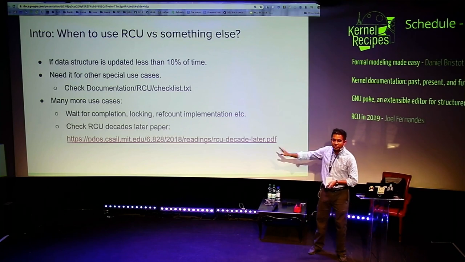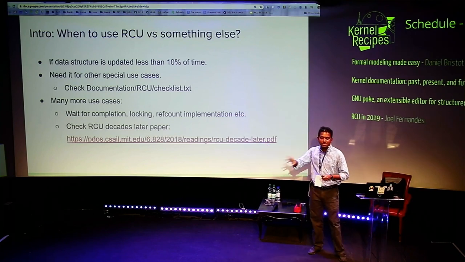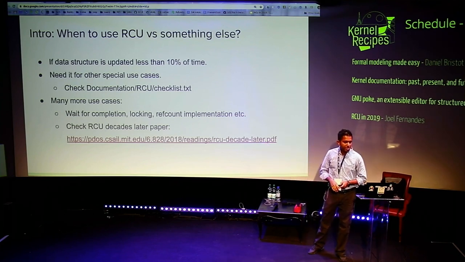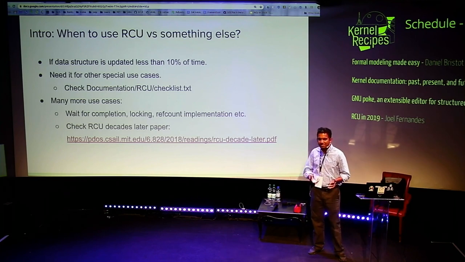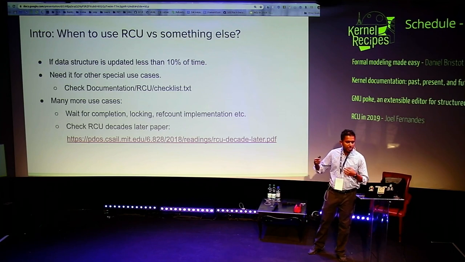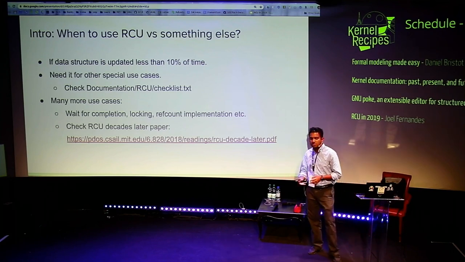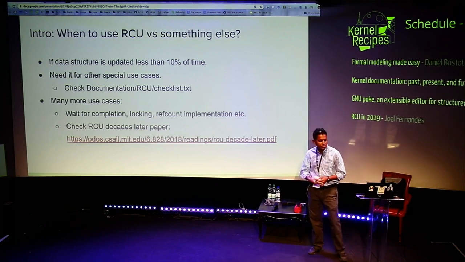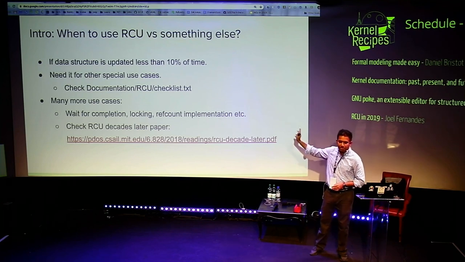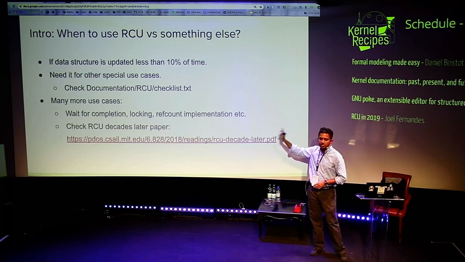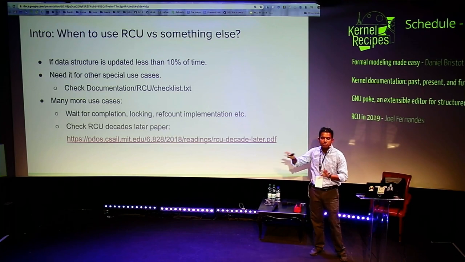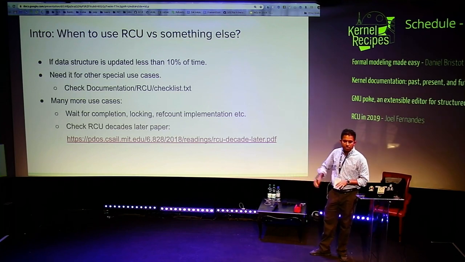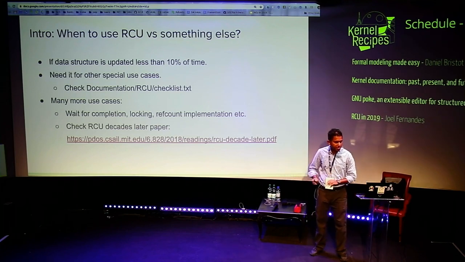So when do you use it? You want to use it when your writes are less than 10% of the reads. If you have too many writes, then it's not a good idea to use RCU. And the reader-writer lock can be an alternative in those situations. And there's a lot of documentation I've pointed out here that you can go through to see when to use RCU and when not to use RCU. I don't want to spend time on that right now.